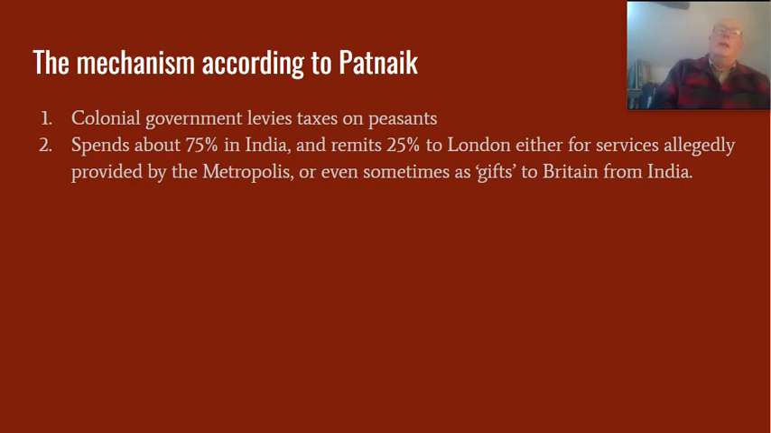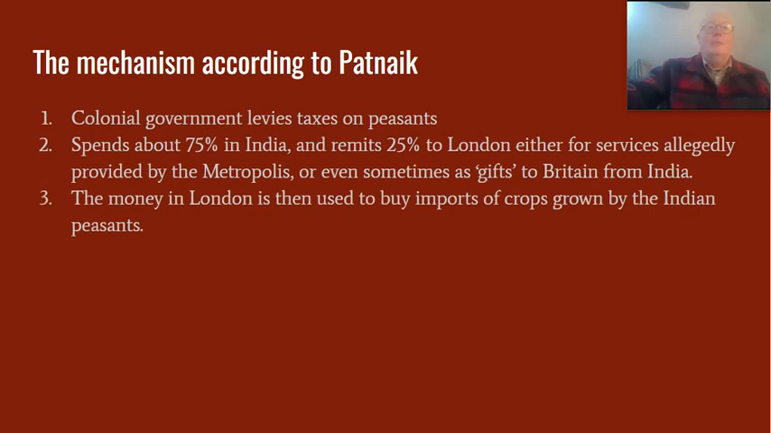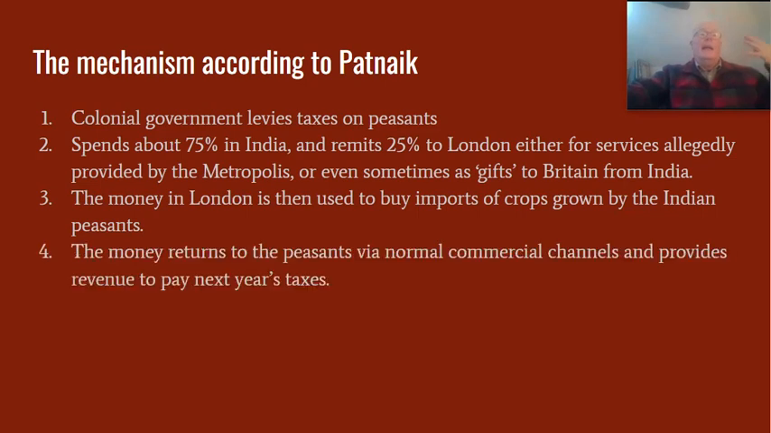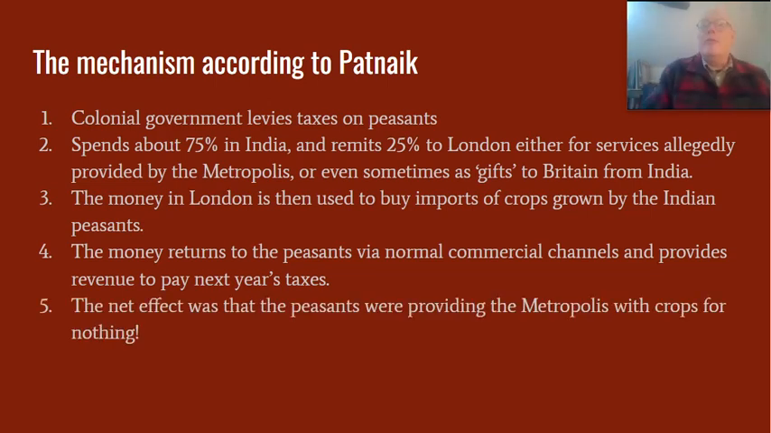But according to Patnaik, this is largely an accounting sleight of hand. The government in London invented services which it was supposedly providing. Some of these were real expenditure, others were fictional, and at times the government of India was making gifts to the government of Britain. The money in London was then used to buy imports of crops grown by Indian peasants. This was most evident when it was a commercial company. The money returns to the peasants via normal commercial channels, and this then provides the revenue to meet next year's taxes. The net effect was that the peasants were providing the metropolis with crops for nothing.